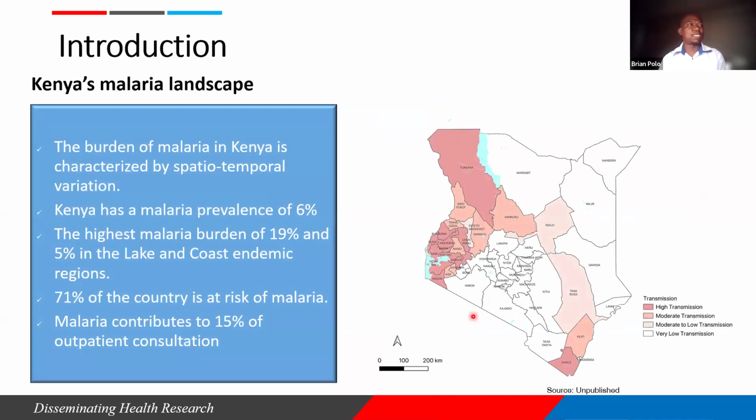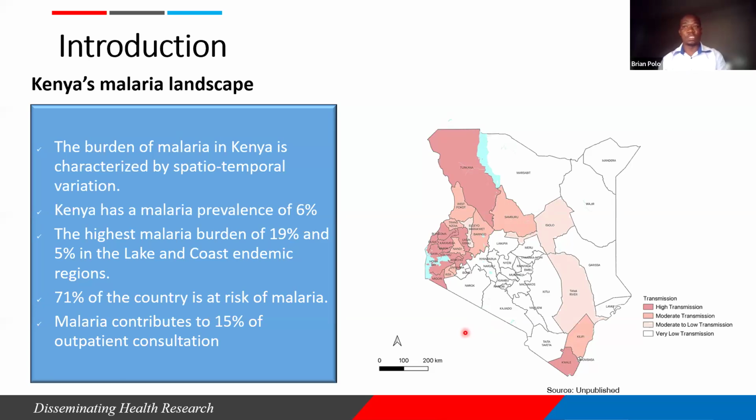Looking at the landscape of malaria in Kenya, the burden of malaria in the country is currently varied. As you can see in the map, high and moderate transmission is recorded around Lake Victoria, extending to the northwestern part of the country, and also around the coastal part of the country. Generally within the country, we observe a prevalence of about 6%, and the highest malaria burden of 19% around the Lake Victoria region, followed by 5% around the coastal region.